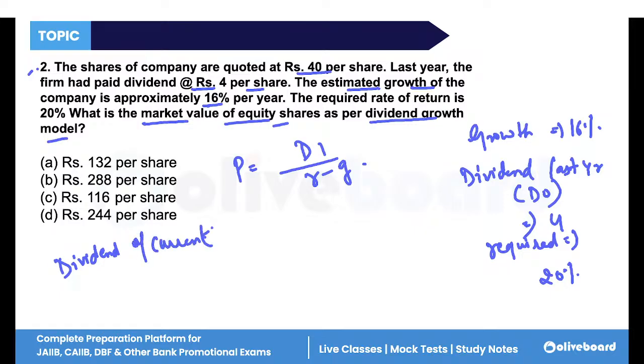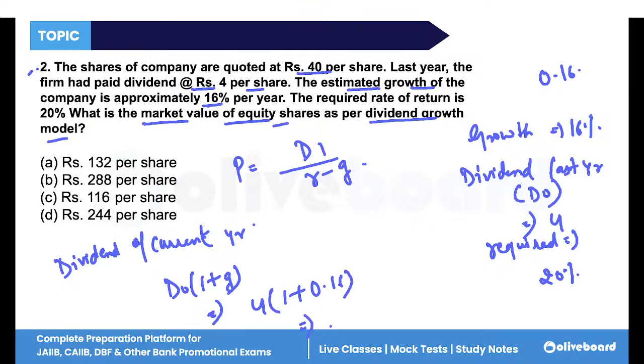Dividend of current year. Now, what is the formula of dividend? D0 (1 plus g). Now, D0 is how much? D0 is 4, into 1 plus g. What is g? Growth is given as 16%. Can we write 0.16? Yes. So 1 plus 0.16.